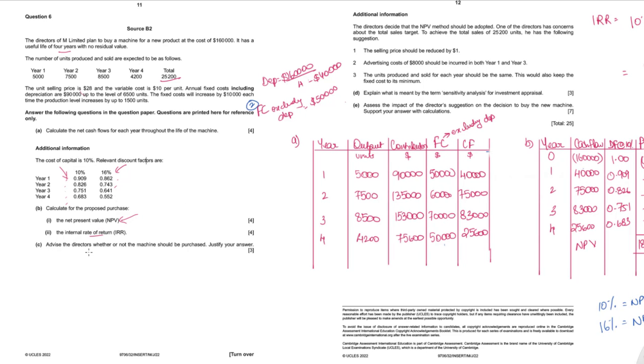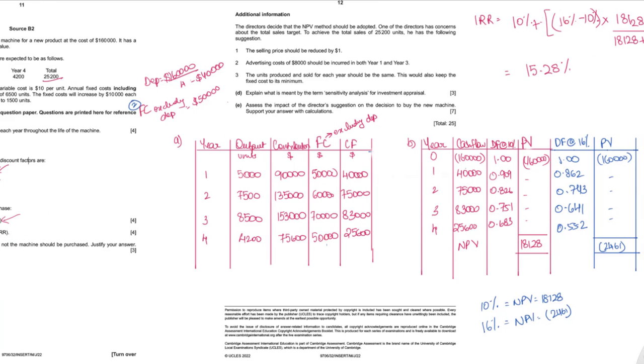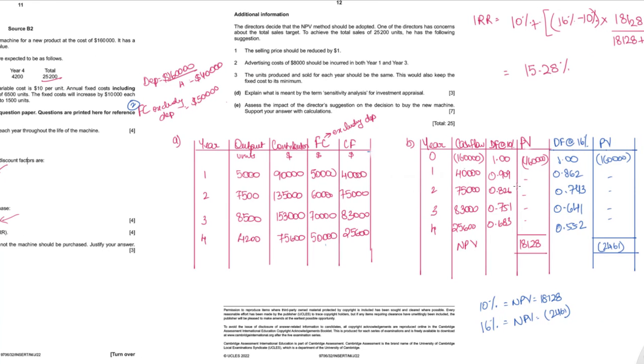We've done it. Advise the directors whether or not the machine should be purchased. Justify your answer. If you use the NPV method, the cost of capital is 10%, and if you use that rate to calculate the NPV, it is coming as a positive number. Whenever NPV is greater than 0, it's a positive number. You can say that the project should be accepted. It is beneficial for the business.